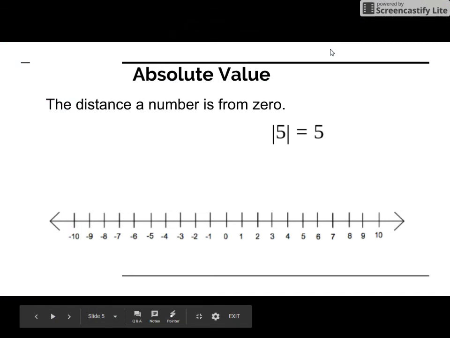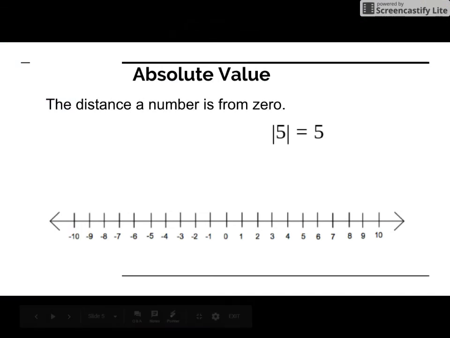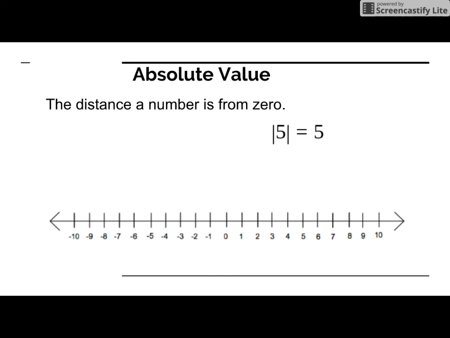Absolute value. So we're skipping ahead here to absolute value. Absolute value is the distance a number is from 0. So it doesn't take the opposite of a number. It's not what's called the additive inverse. It always asks how far from 0 is this number.